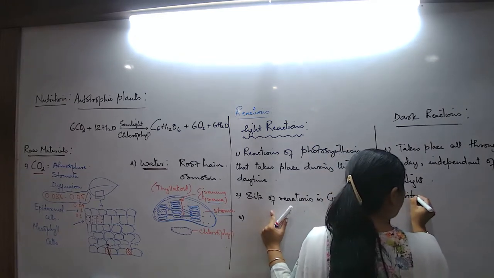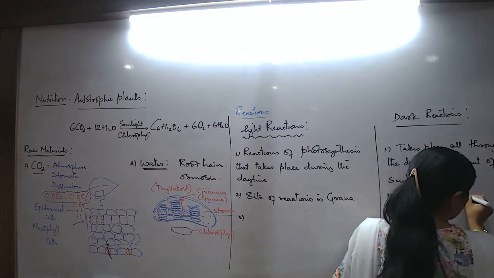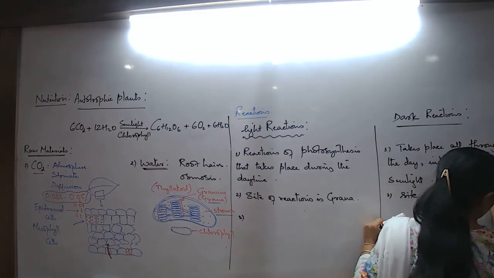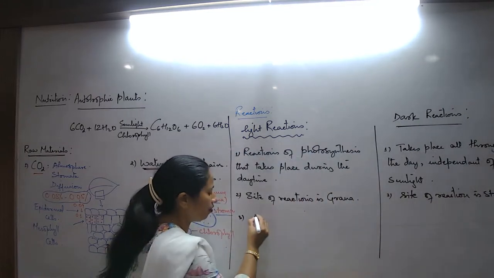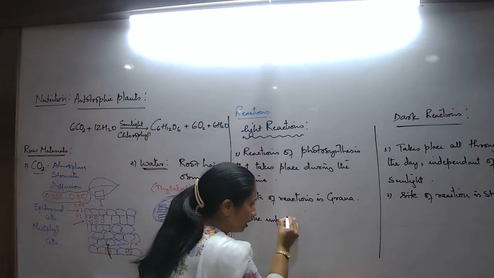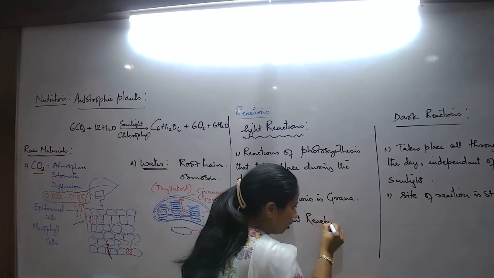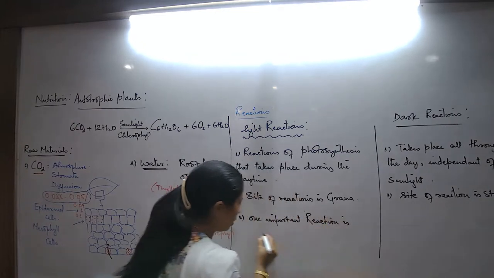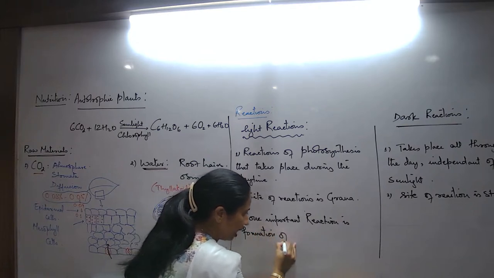Now, when we are talking about the second point of reference, what is the site of reaction? We wrote grana. What should we write here? The site of reaction is stroma. Now let us write the third difference. One important reaction in the light phase is the formation of ATP.